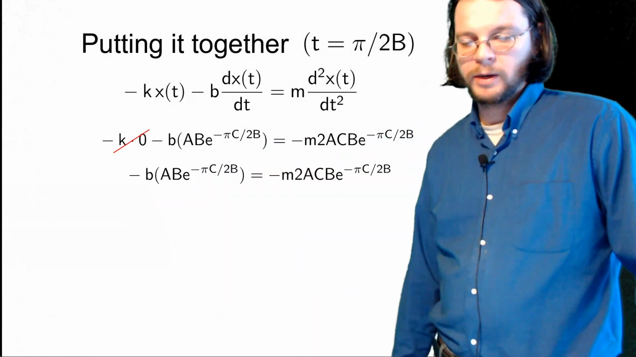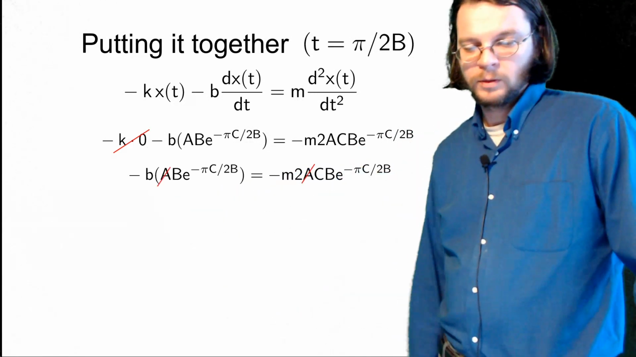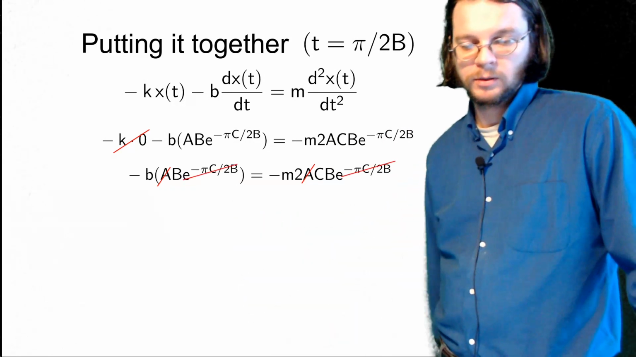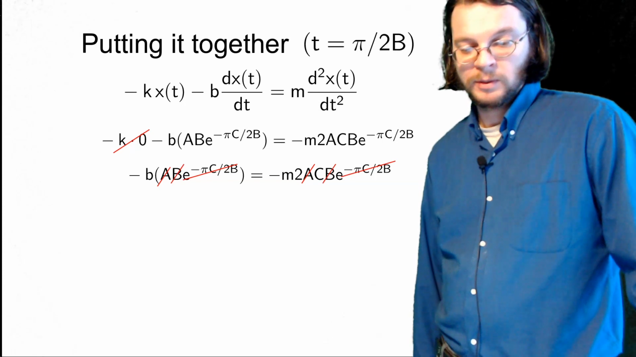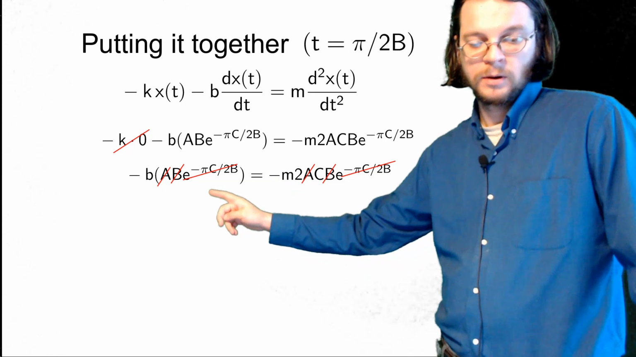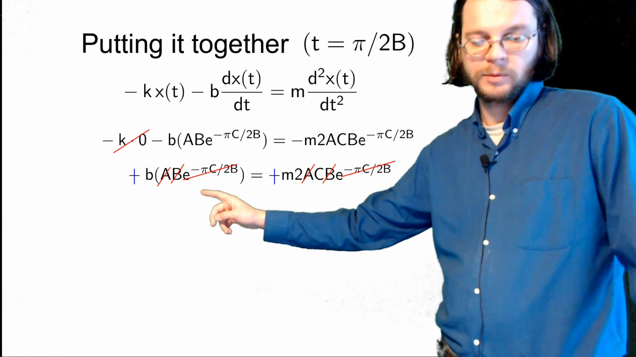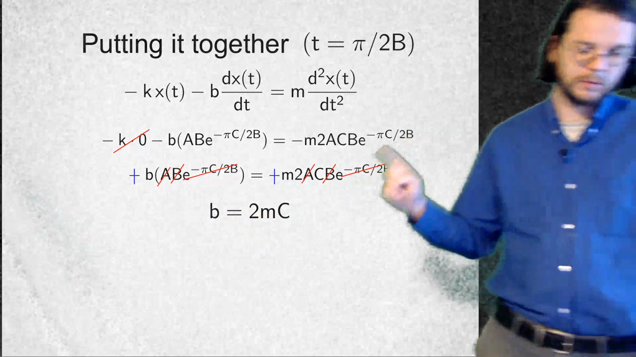I can divide both sides by a, and what else can I do? I can divide the exponential on both sides. There you go. And multiply both sides by -1 maybe? No, divide by b. Sorry, I can't remember which one's which. Divide by b, that's fine. Now multiply both sides by -1. We get b equals twice the mass times c.